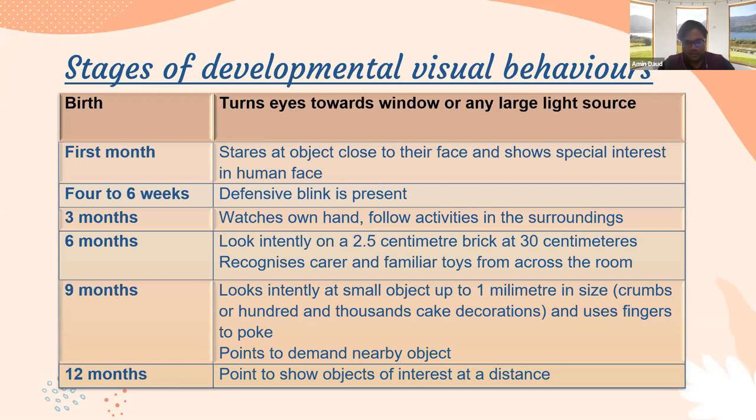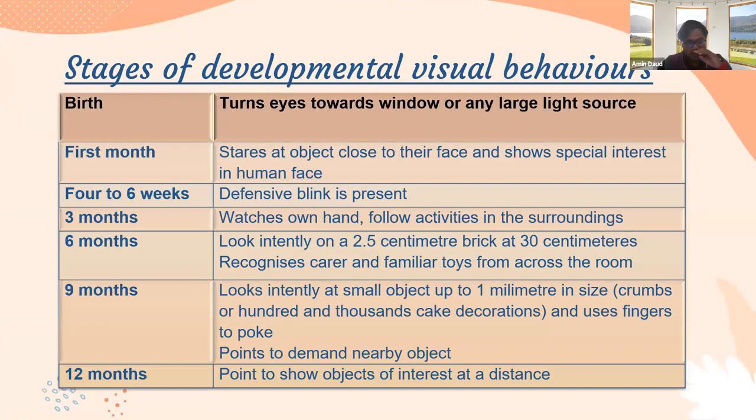By the age of 12 months, or 1 year, they usually point to show an object of interest at a distance. At this age, they are also able to track a hidden object, or when a moving toy passes through, for example under a table, we can expect the toy to appear on the other side, so they have an understanding of expectation.